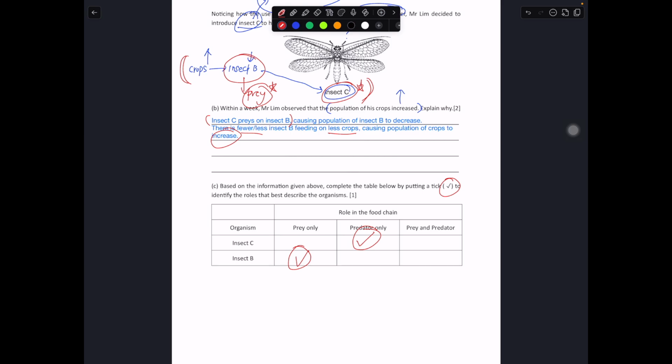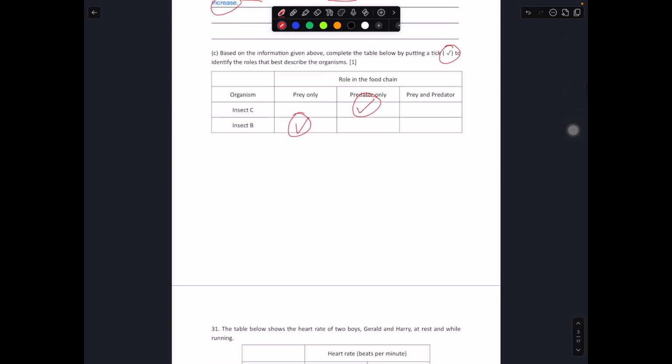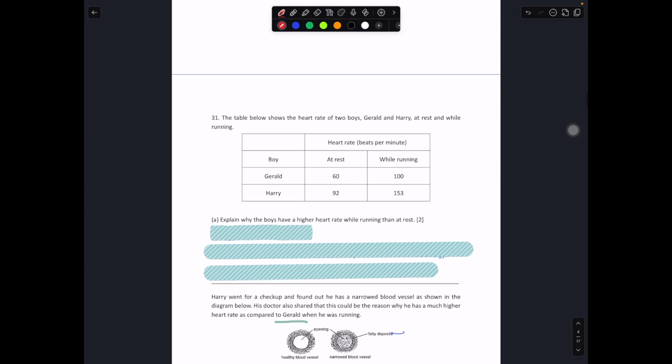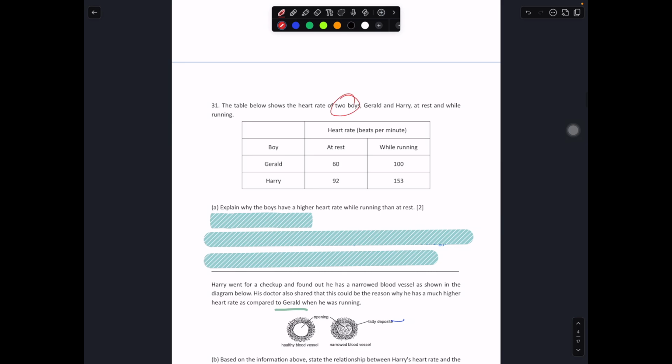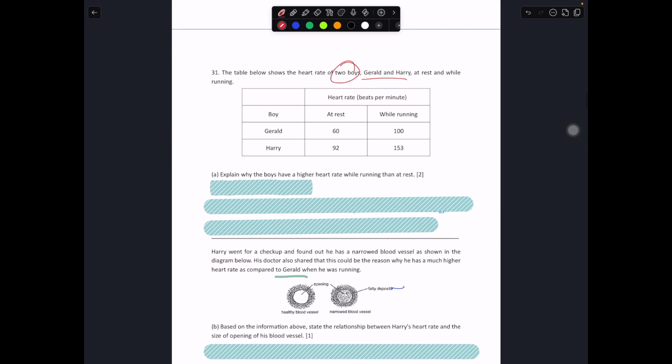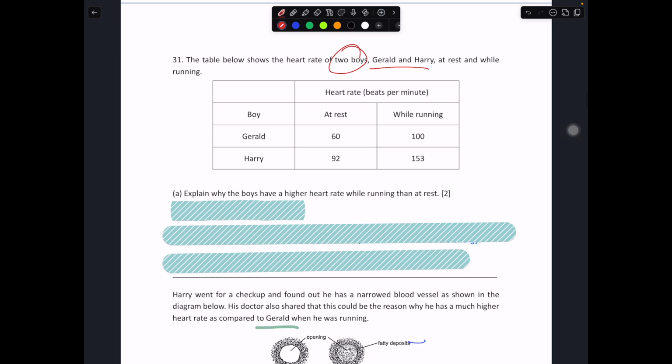Okay, so let's move on to next portion. Okay, so the table below shows the heart rate of two boys, Jared and Harry, at rest while running. So this is the heart rate that's been given at rest while running, and you probably see that at rest 60 while running increases.